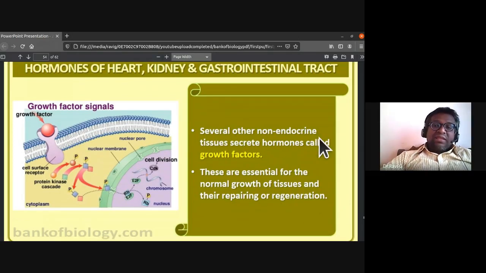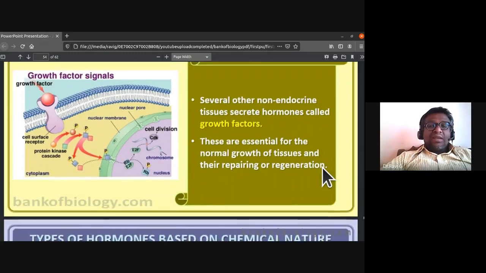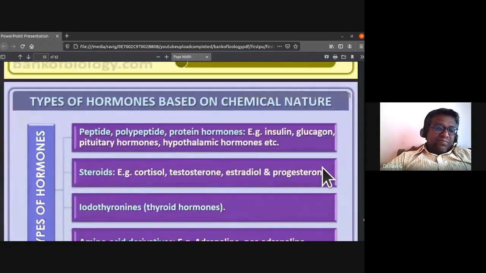So several other non-endocrine tissues secrete hormones called growth factors. Okay, several non-endocrine tissues also secrete hormones called growth factors. These are essential for the normal growth of tissues and for repair or regeneration.